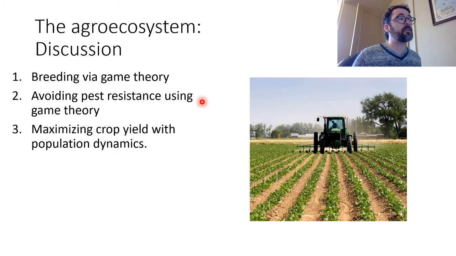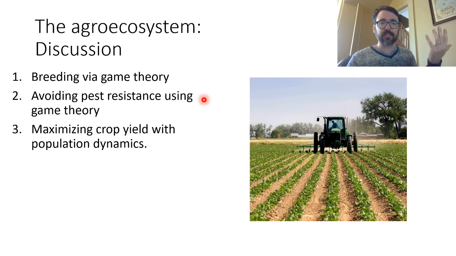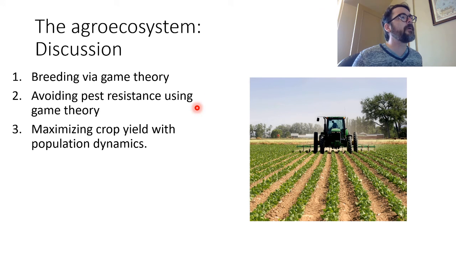You could potentially, some of the companies have thought that you might be able to avoid pest resistance by having these refuges with BT resistant and non-BT resistant corn. Although game theory shows us that the best they can do is probably foster coexistence of resistant and non-resistant pests, and that we could potentially maximize crop yield using the mathematics of population dynamics. And a lot of these things people have been doing for decades, sometimes without knowing it.